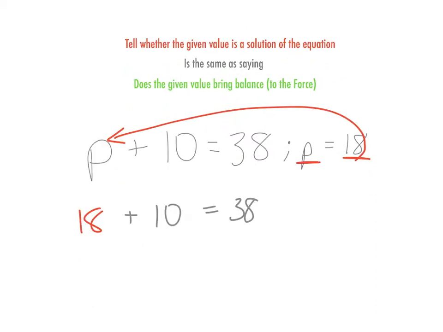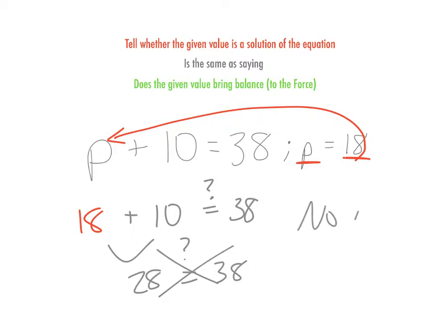Now, you don't have to do this, but I really like to put a little question mark over the equal sign. So now we're saying, does 18 plus 10 equal 38? Well, 18 plus 10, that's 28, but does 28 equal 38? No, it doesn't. So what we would say is that 18 is not a solution, it does not bring balance to the force.